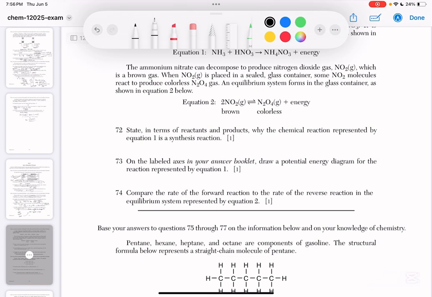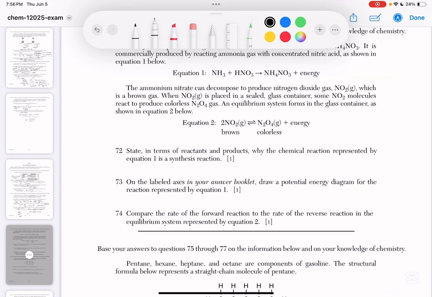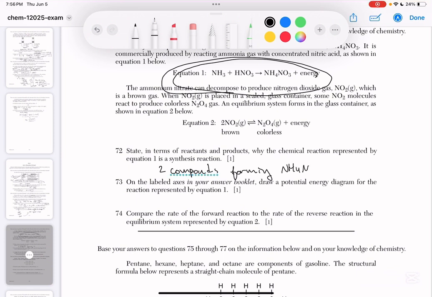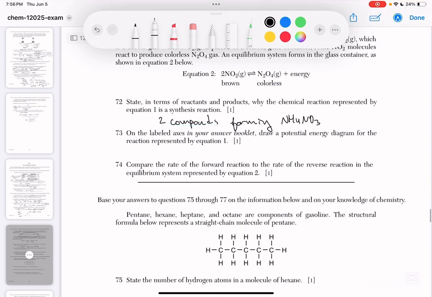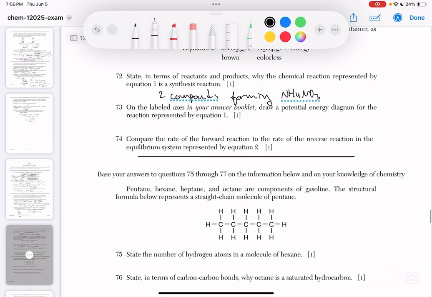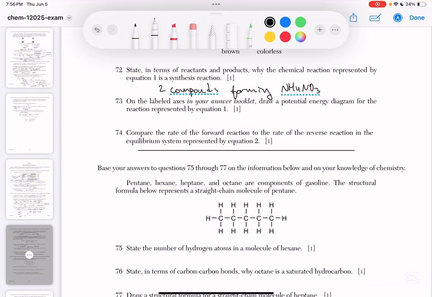Reactants, synthesis reaction. Okay, so the reaction here is a synthesis reaction because we have two compounds, ammonia and nitric acid, forming ammonium nitrate. So when we have two smaller things forming a bigger thing, that's evidence of a synthesis reaction. And you can pretty much word this one however you want to, as long as you're saying two smaller ones are coming together to form something bigger.